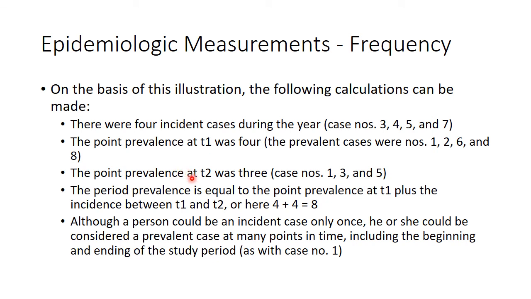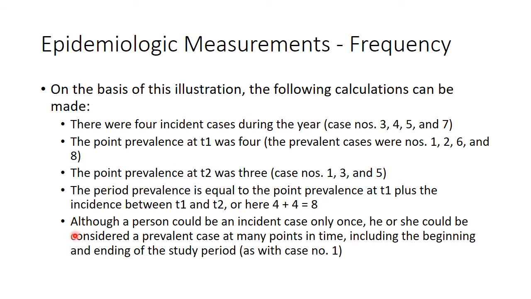Now at T2, the end of the study period, you could also make a point prevalence, because you just count up how many people actually had the disease at the very end of the study, and that would be 3 in this case. It would be numbers 1, 3, and 5. The period prevalence, though, is going to equal the point prevalence at T1, the beginning of the study, plus the number of new incident cases between T1 and T2. In this case, it would end up being 8. So we'll look at that in a second. I'll show you how to figure that out. Basically, you're looking at the 4 incident cases, which are new cases that happen, plus that point prevalence at T1. So that makes sense: you're getting 1, 2, 6, and 8 plus 3, 4, 5, and 7. So all 8 of the people will be counted in that.